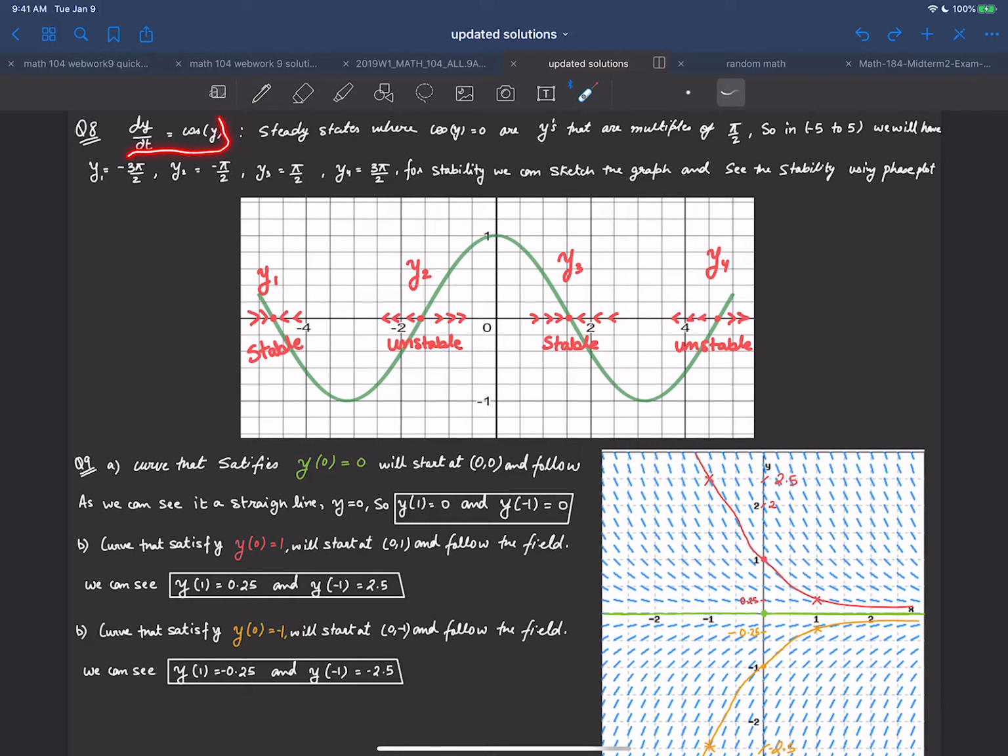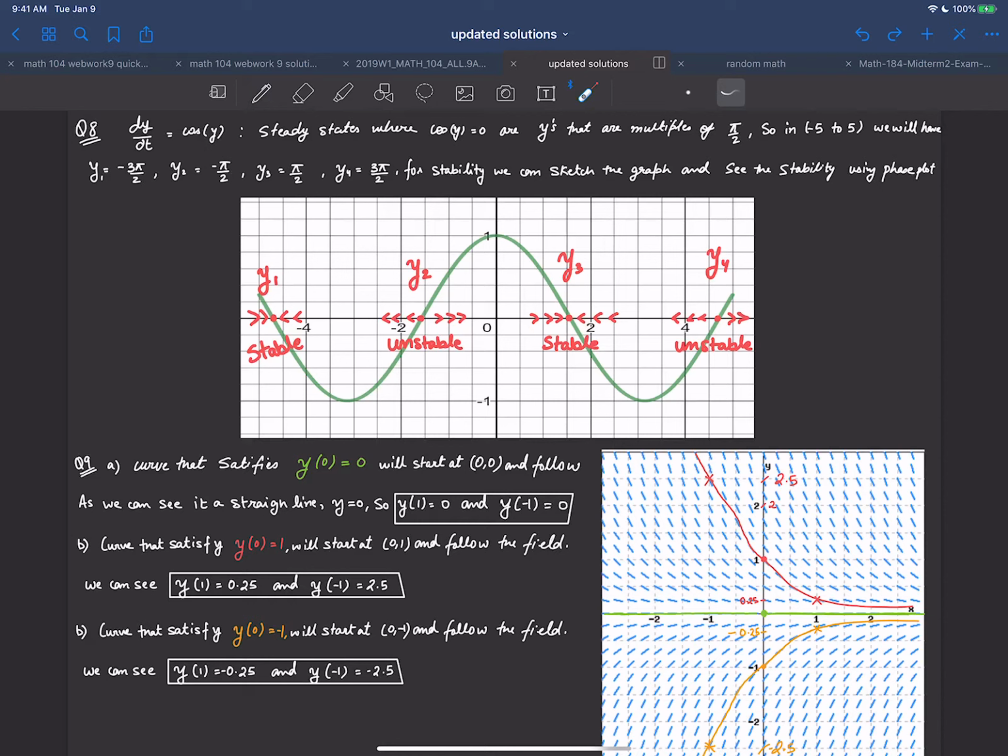In this case, the differential equation is cos of y. So steady states are where cos y equals 0. They've given us a range from -5 to 5, which is roughly between -2 pi and 2 pi, so we're going to draw a piece of the cos graph. You have to find where cos y equals 0. Those are only the odd multiples of pi over 2. If you don't know that, it's okay. You'll learn that at the end of this course, so don't worry much about it.